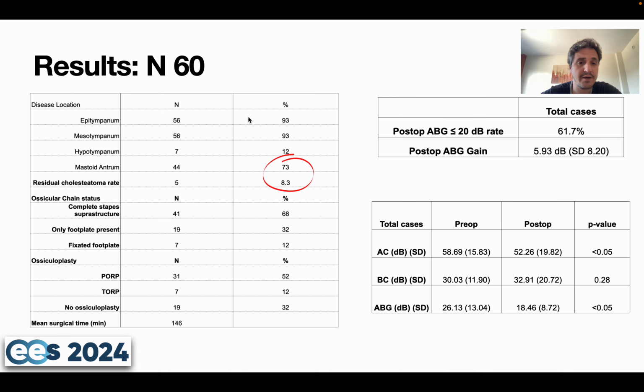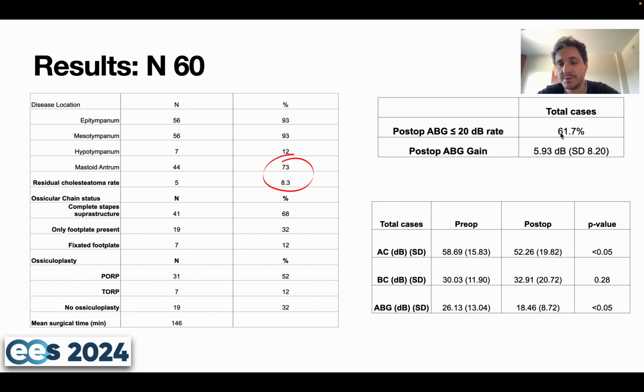And results, I find that my intuition was not wrong in the first impressions. I find out that in my series of the first 60 patients in whom we standardized the technique, I had 73%, mostly three-quarters of my patients, with antrum involvement. So my intuition was not wrong to do this approach. And my residual cholesteatoma rate after 1 year of control of the disease was 8.3%. So it was 5 out of 60 patients. And the rest just have normal results.